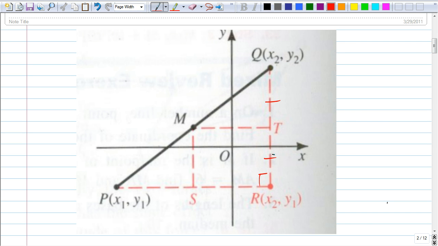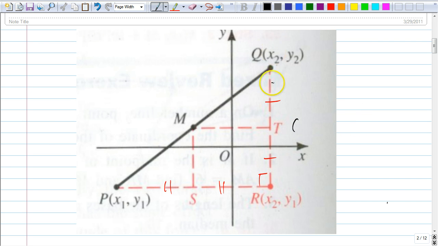Using the same argument, what do you know about MS? Isn't MS parallel to QR? So S is the midpoint of PR. I mean PS and SR are congruent, right? So S is the midpoint of PR. Does that make sense? It makes those two segments congruent. So if that's true, now something interesting happens. What is the actual ordered pair for this T?